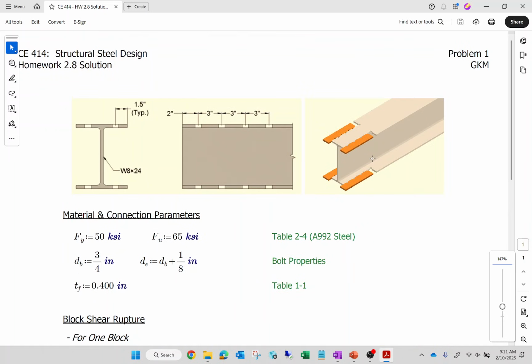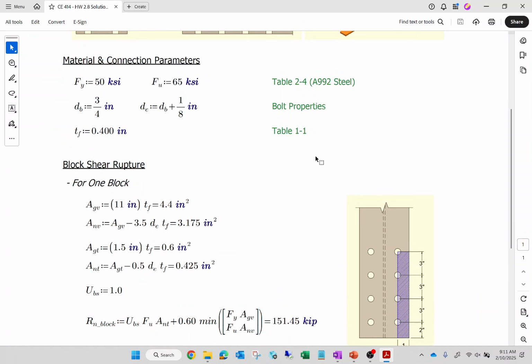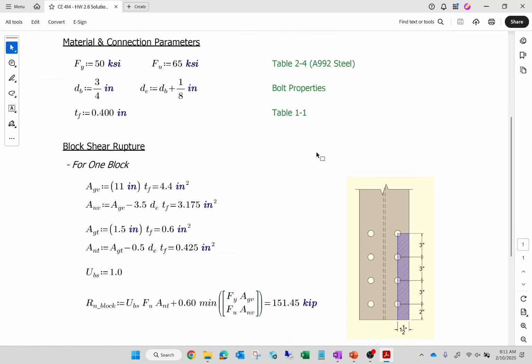So, first off, yes, there are 4 individual blocks here. I've got all of the associated properties here. What I did was compute the block shear capacity of a single block. So I said, okay, here's the gross area in shear, net area in shear, gross area in tension, and net area in tension for just this block right here. So plug and chug and you get this for the capacity of a single block.